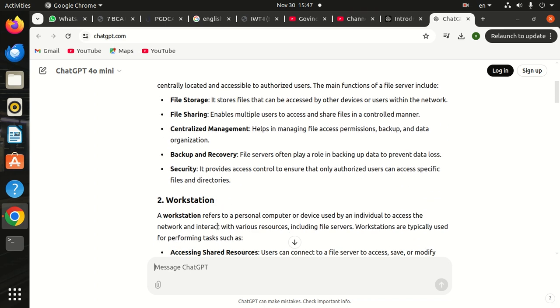Backup and recovery plays a role in backing up data to prevent data loss. Security provides access control to ensure that only authorized users can access specific files and directories.